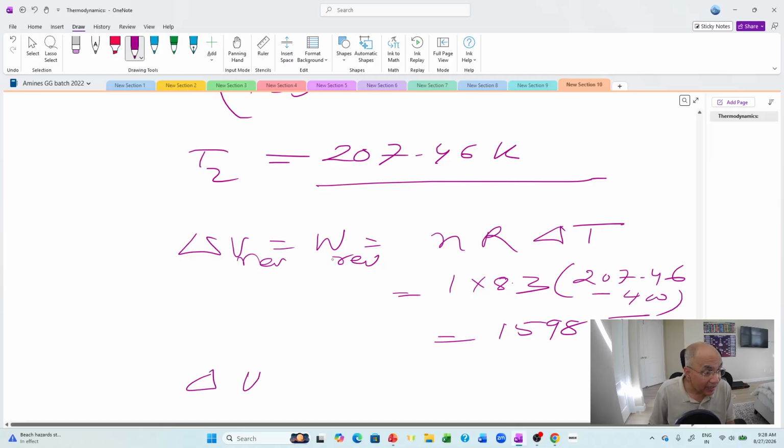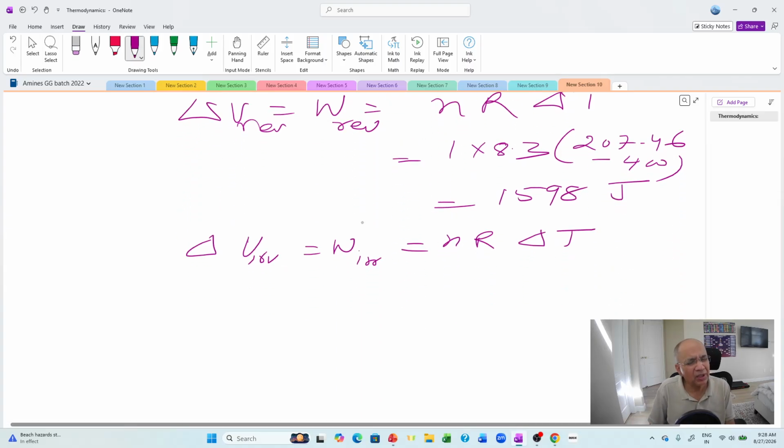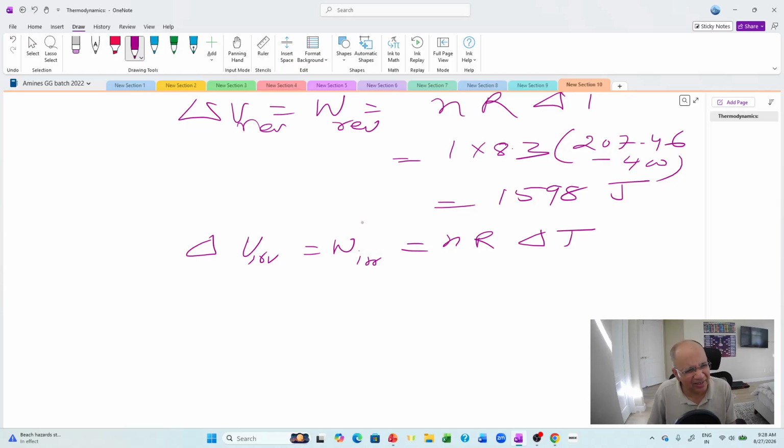But del U irreversible is equal to, same principle we will adopt. So instead of using P del V once again, let's use this. What difference does it make, the same result will come out. 1 into 8.3. This is 400. Oh, sorry. Minus. This has to be minus. I forgot. Expansion work has to come.